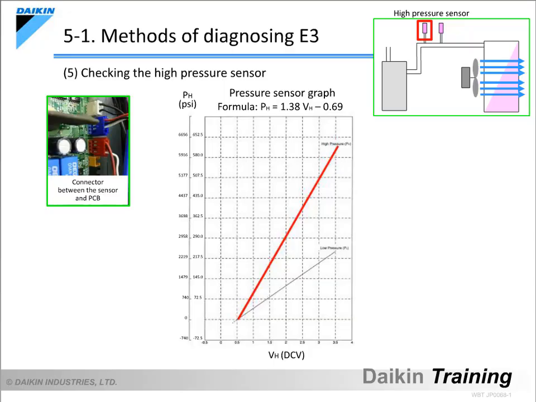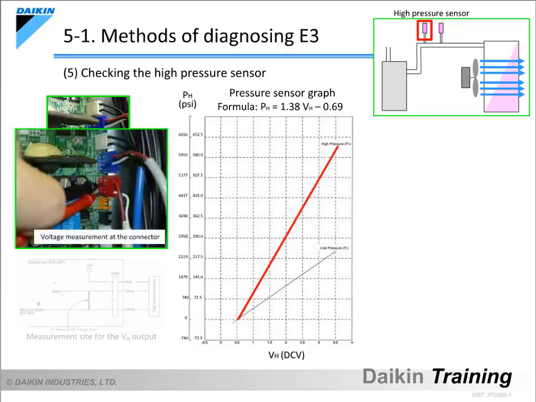To measure the DC voltage, first set the tester to the DC mode. Then, as shown in this photograph, place the tester's negative probe on the black wire at the pressure sensor's connector and the positive probe on the white wire.